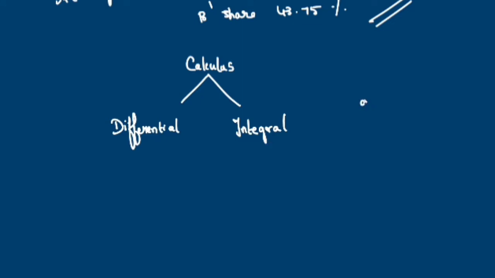That is, if there is a function, the derivative of x power 3 is 3x square. The derivative of x power n is n into x power n minus 1. So the derivative of x cube is 3x square. Now we are going to find the original function, which is x cube. To find that, we integrate. So integrate it, you will get the original function.